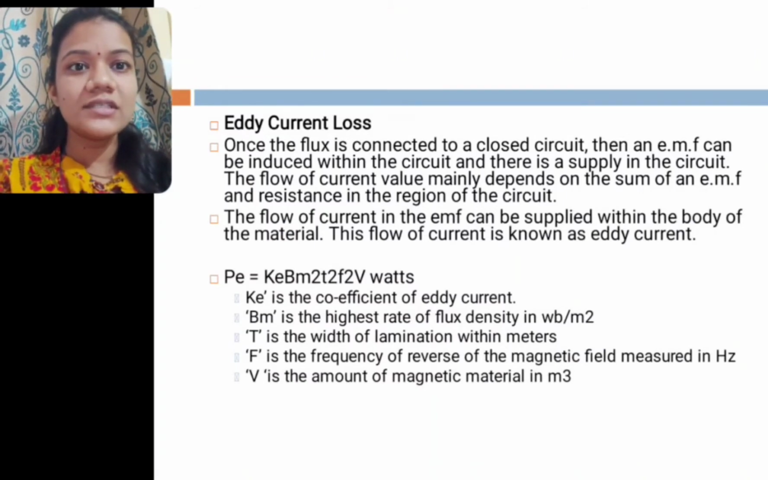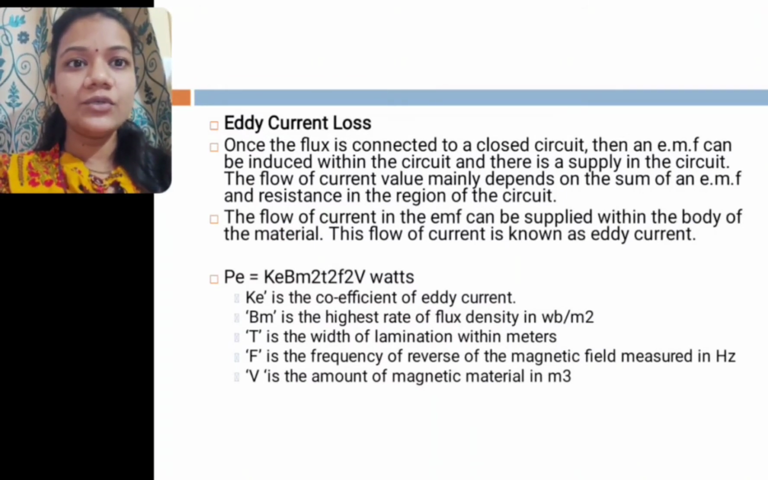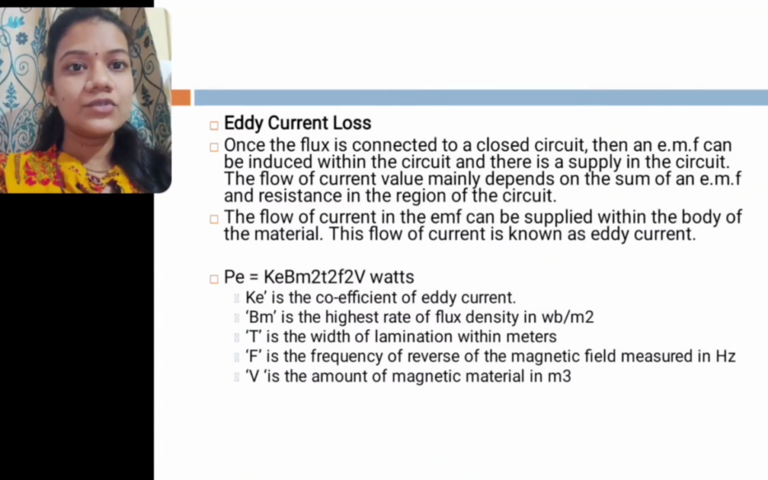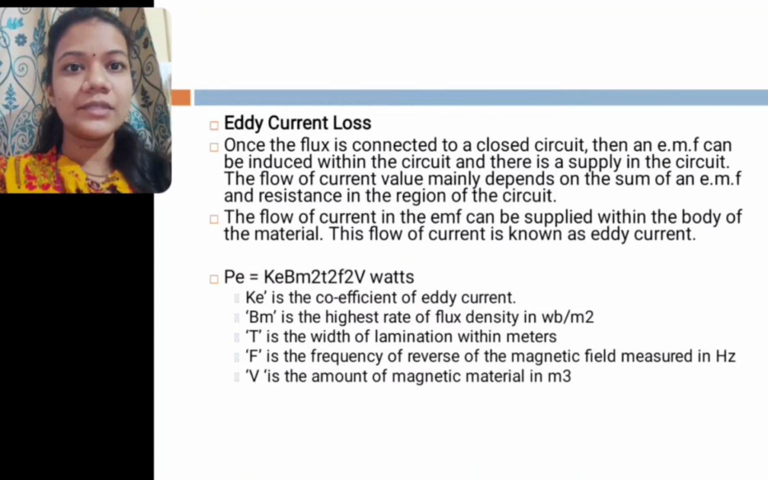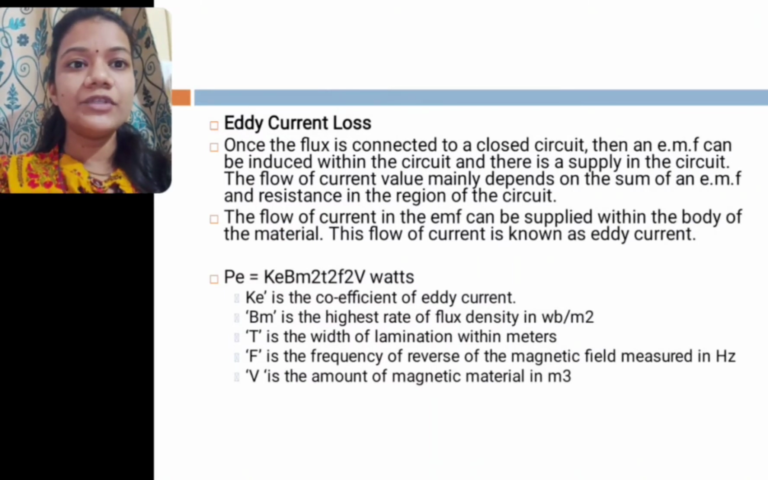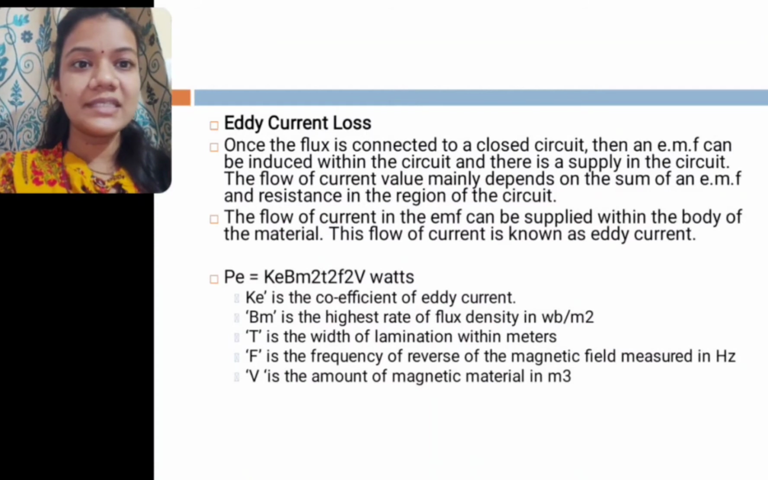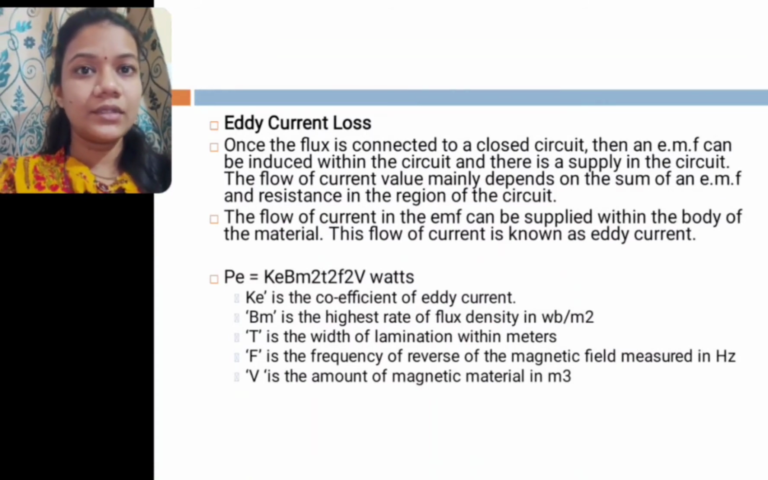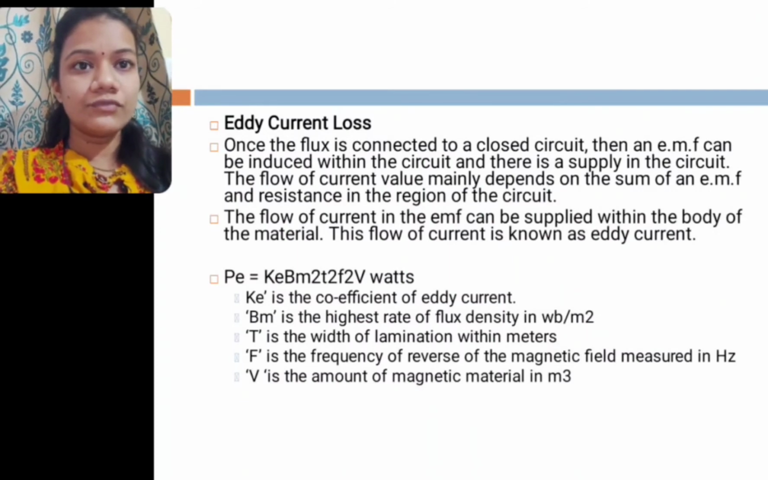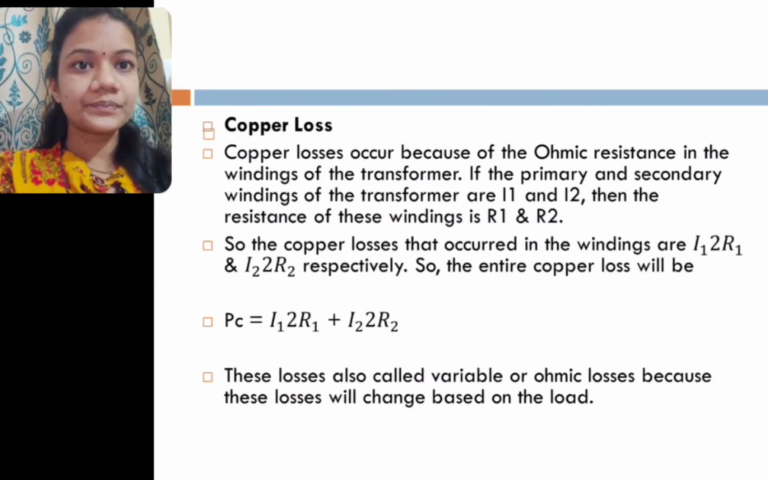The equation is P_e = K_e B_m^2 t^2 f^2 V. K_e is the coefficient of eddy current. B_m is, as we saw, the flux density. t is the width of lamination in meters. f is the frequency and V is the volume of magnetic material. So this is the equation for eddy current loss.